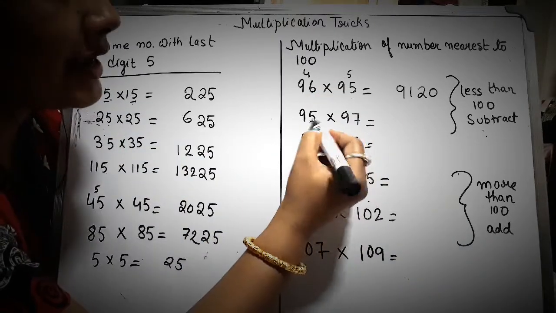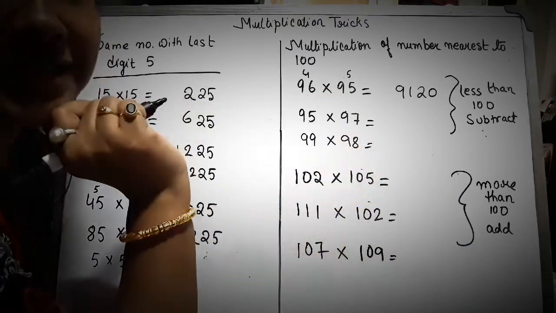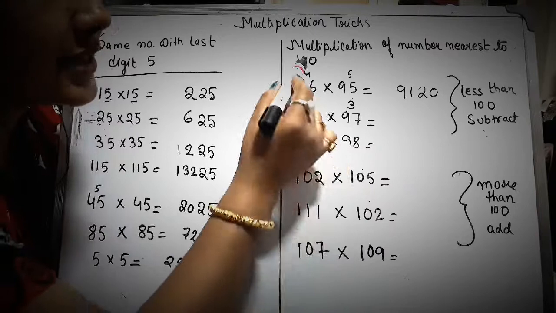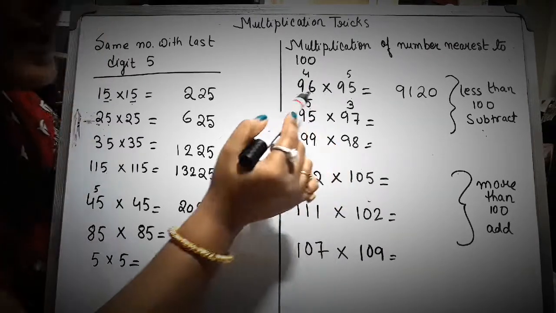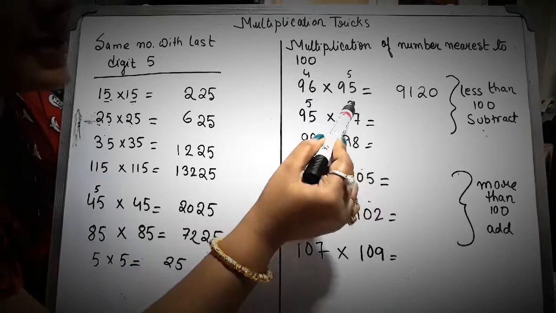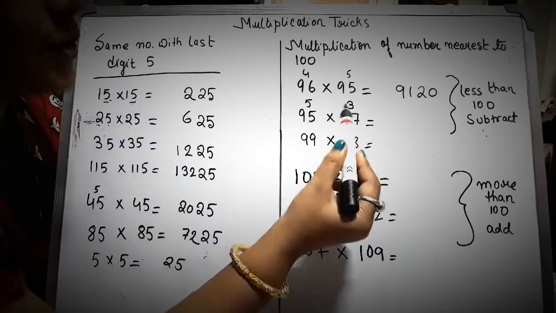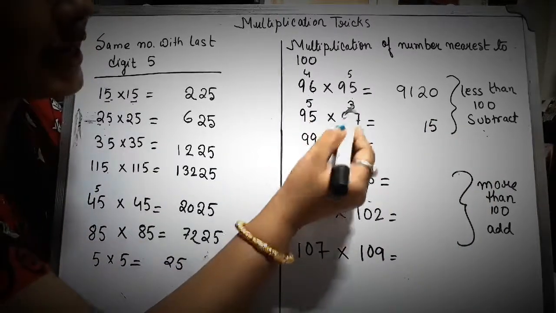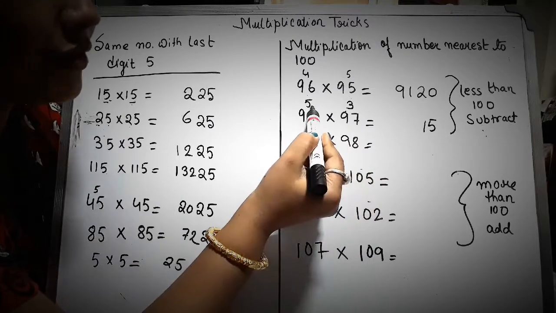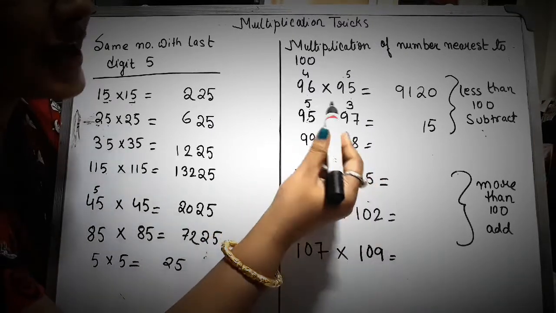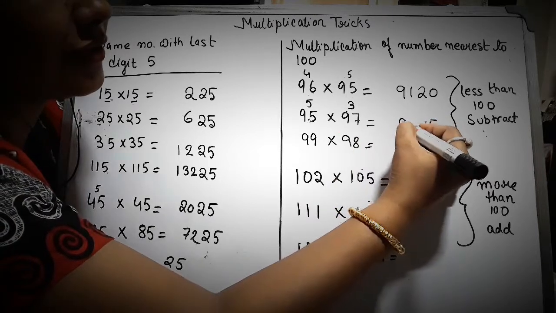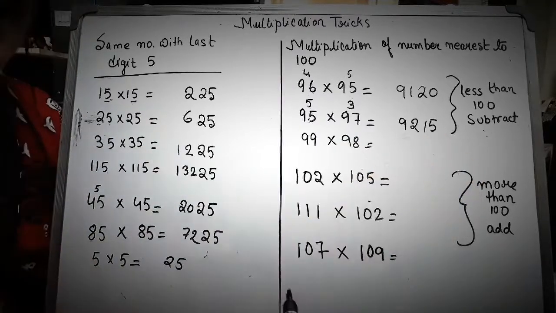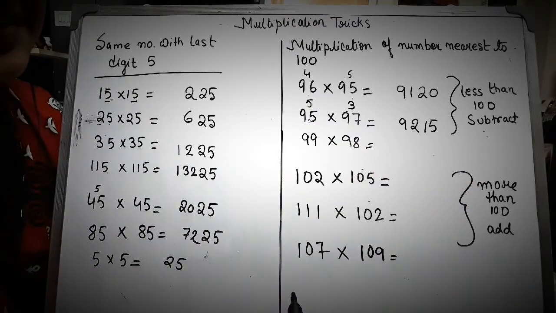So let's go for this one, 95 and 97. So 95 difference is how much? 5. 97, 3. This is 100 minus 95 I did. Okay, so what you will do, 5 into 3, 15. Now on any of these sides you can subtract, 97 minus 5 you can do, or 95 minus 3. So 95 minus 3 is how much? 92. 97 minus 5 is also 92. So this is your answer. I hope it is very interesting.